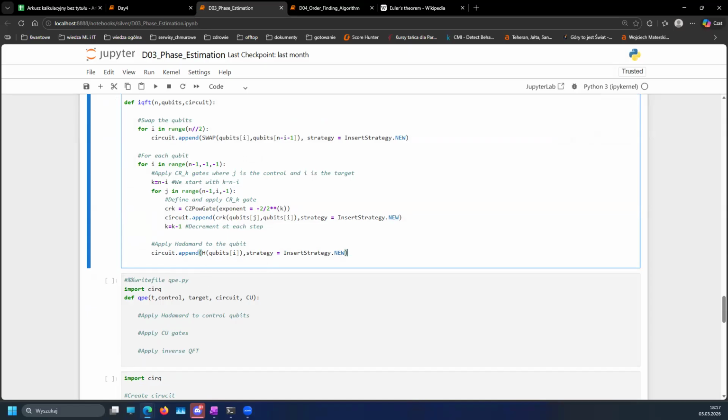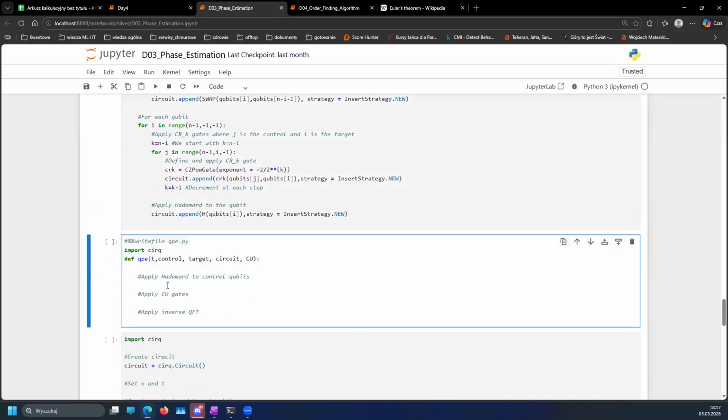So we are doing the same, but in reverse order. And then comes the meat and potatoes. So here we have the QPE function to write, yes? So first we are told to apply Hadamard to control qubits. So here we will refer to our circuit object and use append methods. And then we need the Hadamard operator.